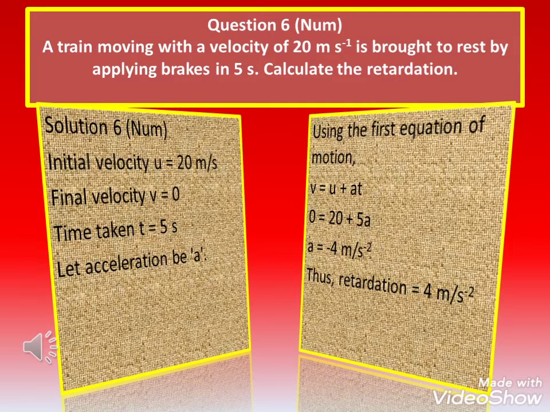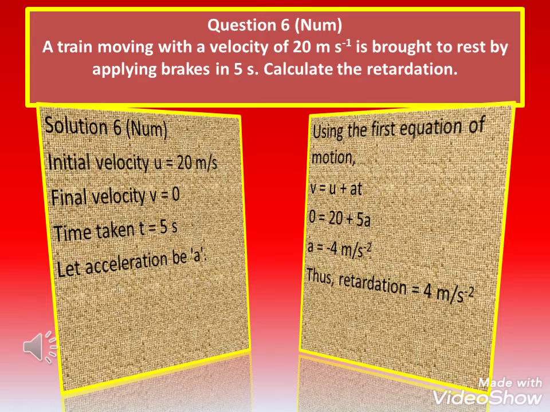Solution. Initial velocity u is given as 20 meter per second. Final velocity v is equal to 0 because the train comes to rest. That's why final velocity is equal to 0. Total time taken t is equal to 5 seconds and acceleration, let it be a.